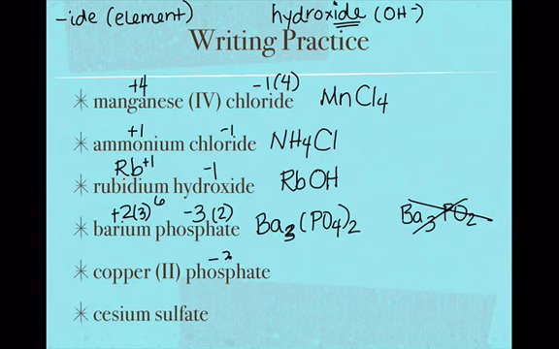So again here we have copper with a 2 charge, phosphate again, so I'm going to go for 6. Copper, I'm going to need 3 of them. Phosphates, I'm going to need 2.